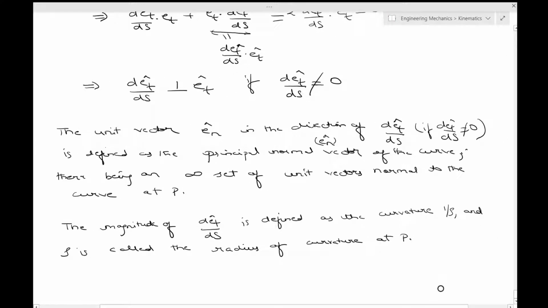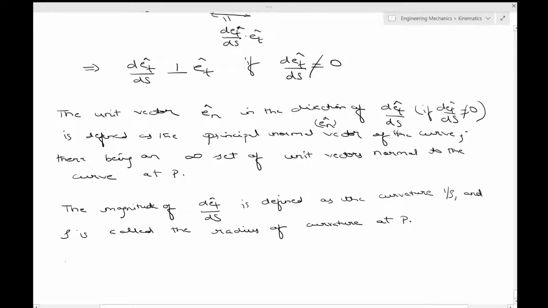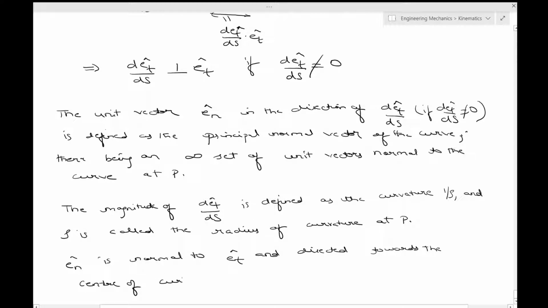So clearly, En is normal to Et and directed towards the center of curvature C, where RC is equal to RP plus rho En of the curve.